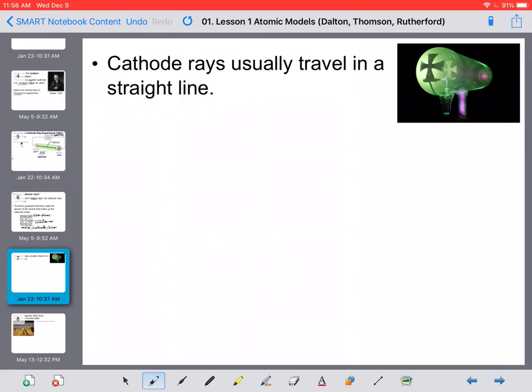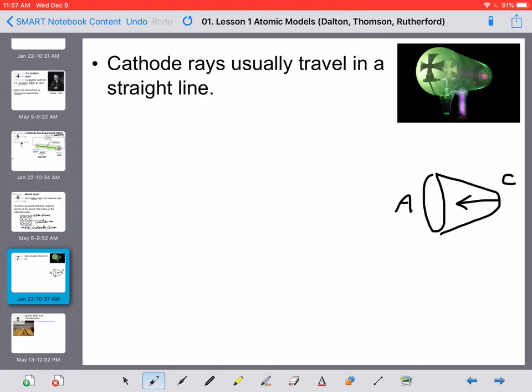So he decided to experiment a little bit more with cathode rays, and he found that most of the time cathode rays travel in a straight line. So if I just draw this picture here, again, I'll just make a little sketch of it. If we have a tube, if the cathode rays are traveling in a straight line, this is what they're doing. So they're coming from the smaller end of the tube, so this is your cathode, and they're traveling over here towards the anode.